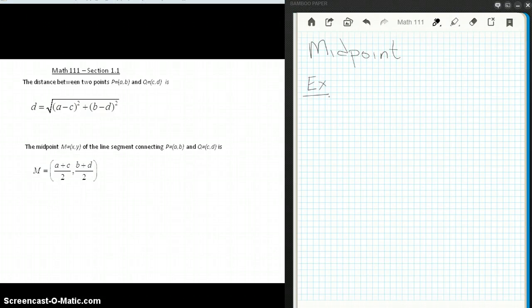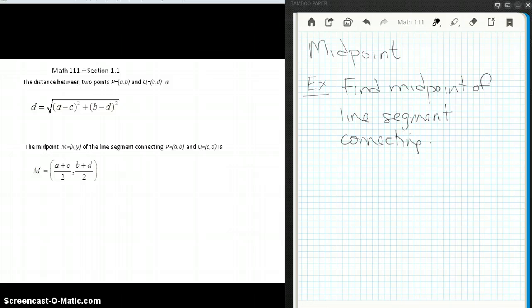Okay, let's find the midpoint of the line segment connecting 2 points. How about, let's make the 2 points kind of interesting. So how about 2.3 comma negative 1.4, and the second point will be 0.7 and 1.2. Okay, so these are our 2 points, and we want to find the midpoint of the line segment connecting the two.